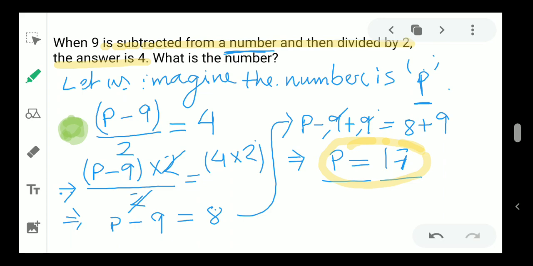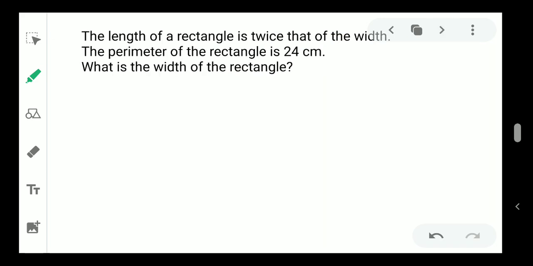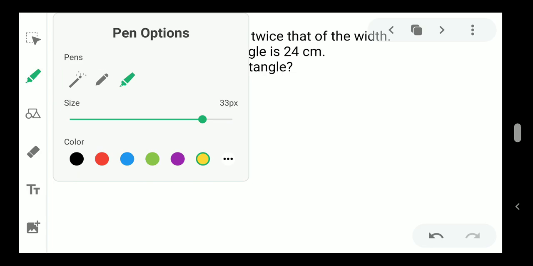So these maths are interesting, and we have to go very slowly, gradually. Okay.